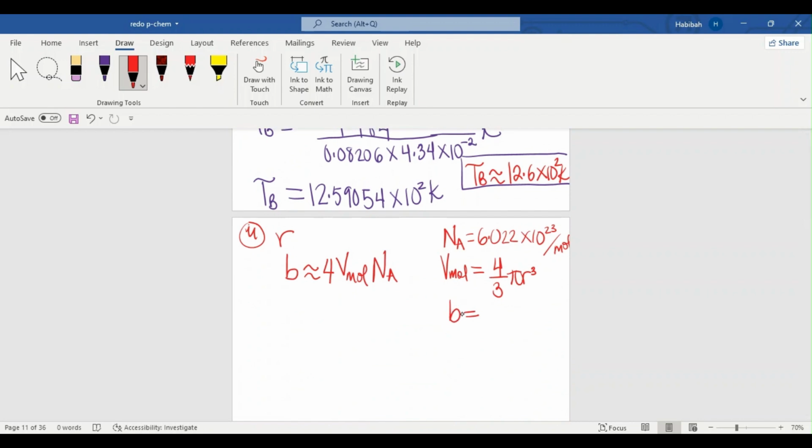So we have 4.34 times 10 to the power negative 2 dm cube per mole. Now, I want to quickly mention something. You're going to be wondering in this question, okay, what is going on here? Why is it that we have this value? Why is it that we have this formula?